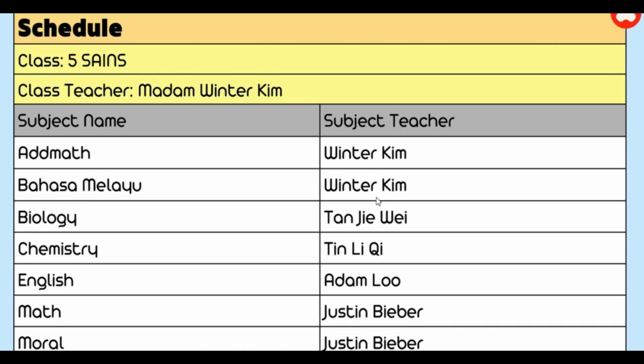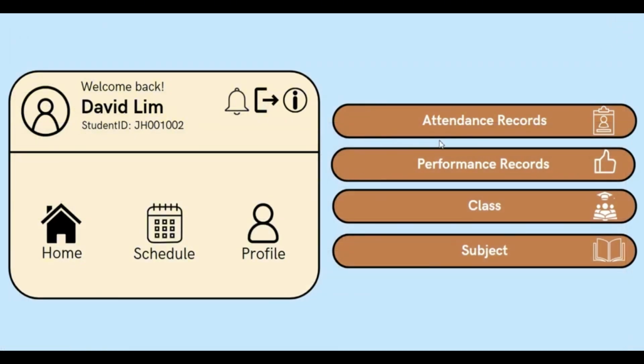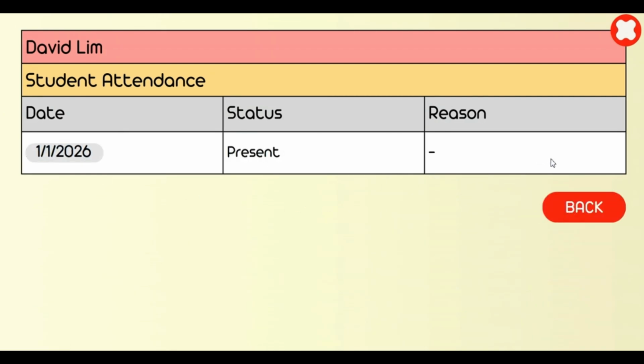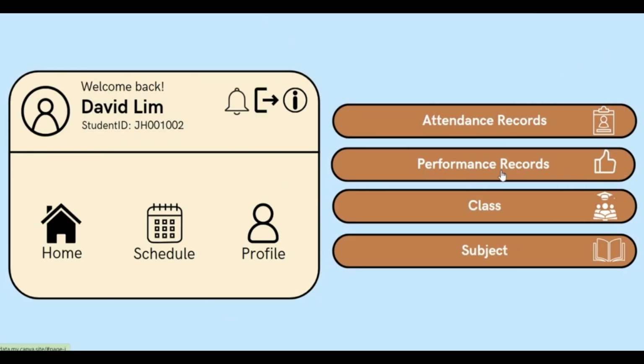Then this is my schedule. And I go back to the homepage, then I want to find my record attendance for a specific day. Then I enter my specific day. Then it will auto-generate the status and reasons. Then I go back to the homepage.